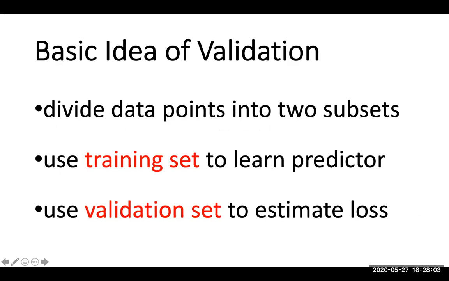Okay, so the basic idea, a very important idea, maybe the key idea of this whole course, a very simple idea, but so important, and never forget to follow this: divide the data points into 2 subsets. One subset we call the training set. We use this training set to learn the predictor, to find the coefficients or the weights, for example, of a linear predictor or the coefficients of a polynomial predictor. And the other subset we use to try out the predictor that we learned on the training set. This is called the validation set.